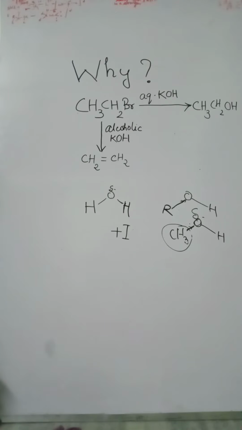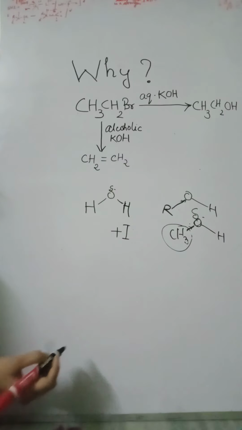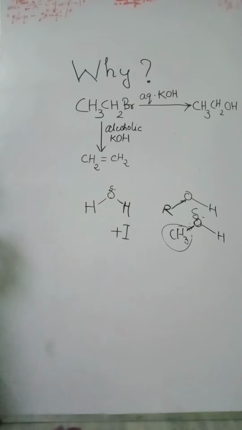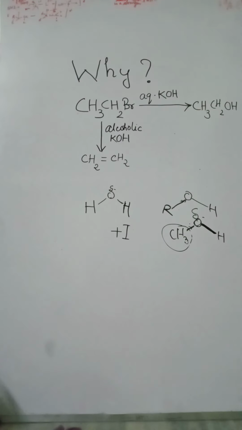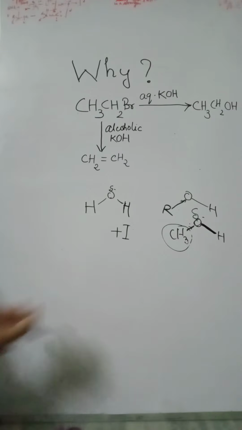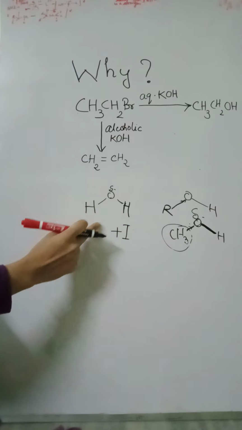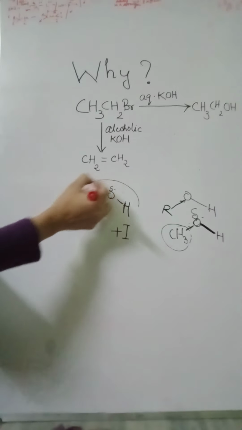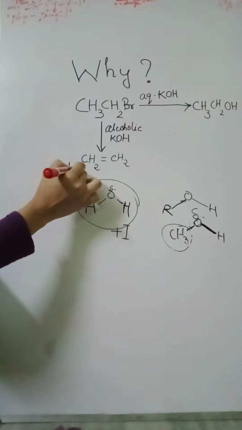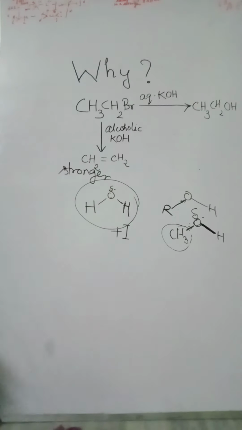What will be the effect of this? This is more negative, this is a positive species. This is slightly negative, a positive species. This bond should be stronger, and a stronger bond is more difficult to break. So this medium will be less acidic, this medium will be more acidic. In other words, this one will be a stronger medium as compared to this.